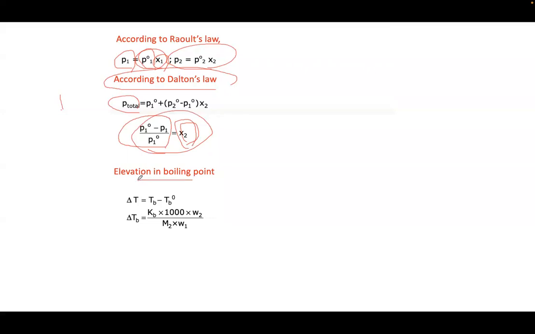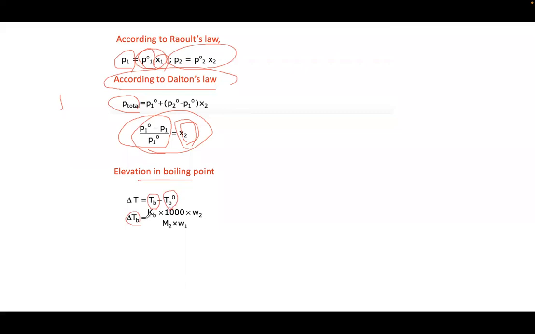Next important concept in the chapter solution is elevation in boiling point. When you add a solute into a particular solvent, the initial boiling point of that solvent will be increased once the solution is formed. This is known as elevation in boiling point. The elevation in boiling point can be written as delta TB. Delta stands for difference, so TB is the boiling point after the increase, and TB0 is the initial boiling point of the pure solvent.